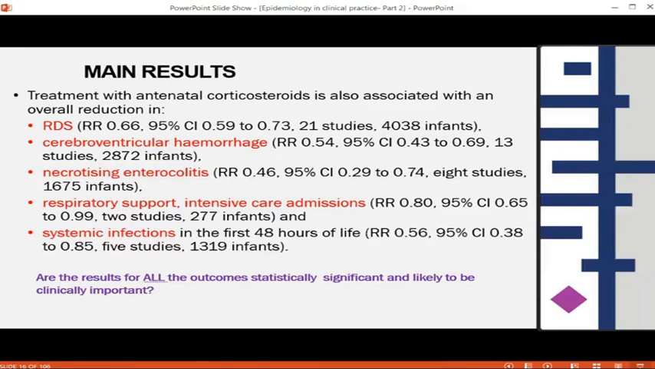The next one, cerebroventricular hemorrhage, 0.54 is a good risk reduction, and the least estimate is 0.69, which is a 31% reduction in the risk of cerebroventricular hemorrhage. That is clinically important, and statistically this is significant. Necrotizing enterocolitis, the relative risk is 0.46, and the least estimate is 0.74, which is a 26% reduction in the risk of developing necrotizing enterocolitis. Now this is also very useful.